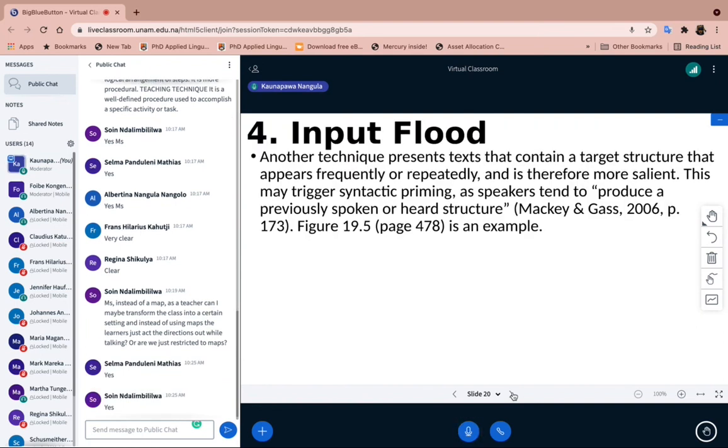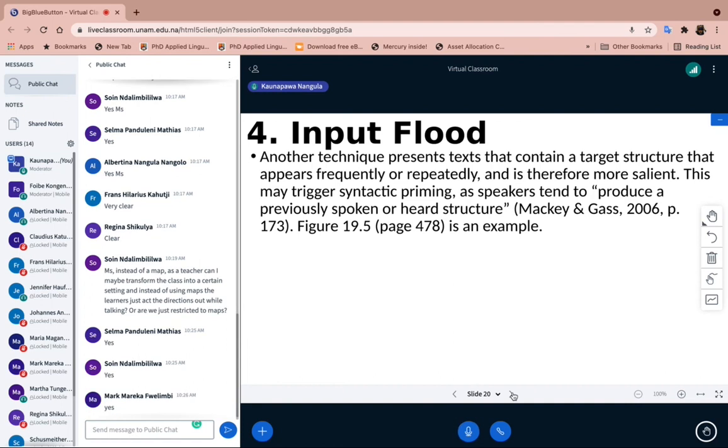Input flood. Okay, input flood is another technique that presents text that contains a target structure that appears frequently and repeatedly and is therefore more salient. This may trigger syntactic priming, as a speaker tends to produce a previously spoken or heard structure. So here the idea of input flood, you understand the term flood, isn't it? Flood, yes? Yes. Teachers, yes.